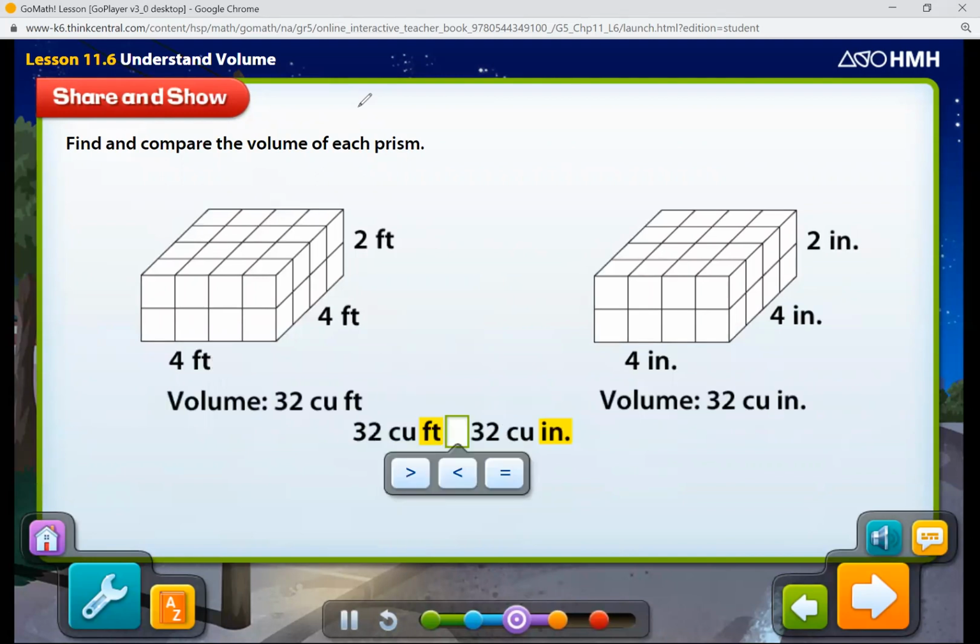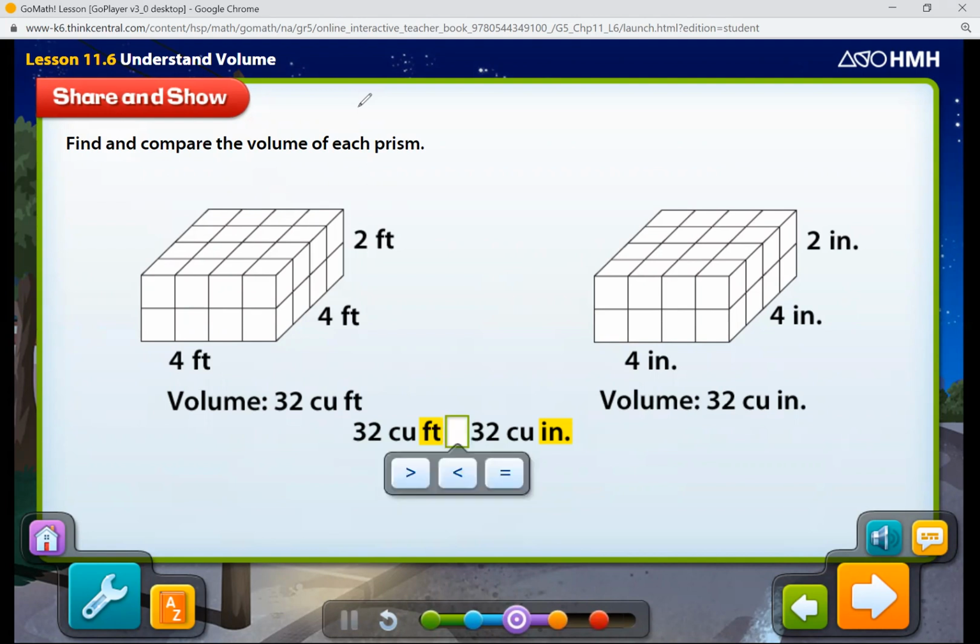One prism has a volume measured in cubic feet. The other prism has a volume measured in cubic inches. How do the volumes of the prisms compare? Select greater than, less than, or equal to.